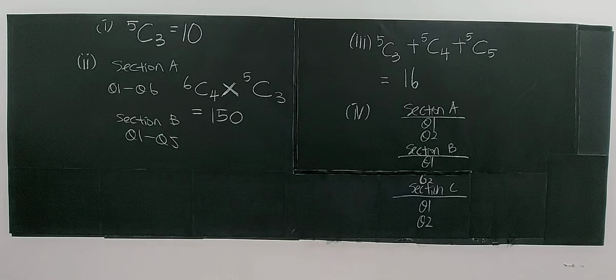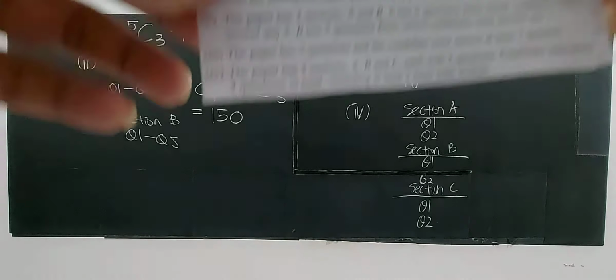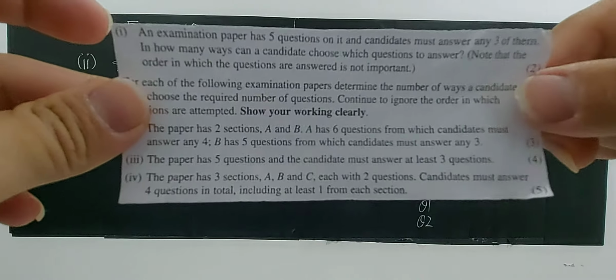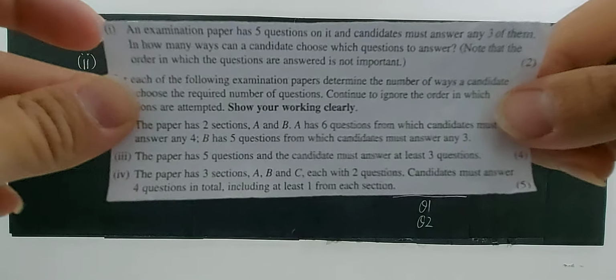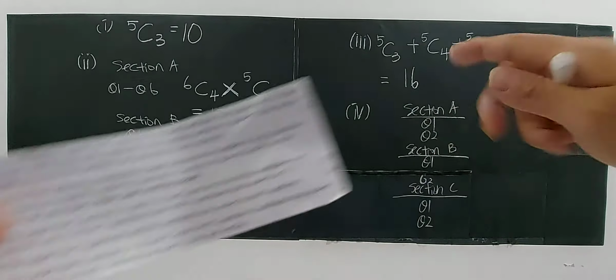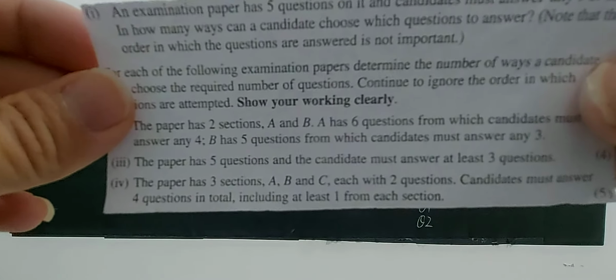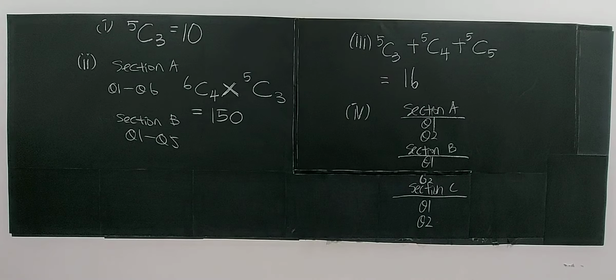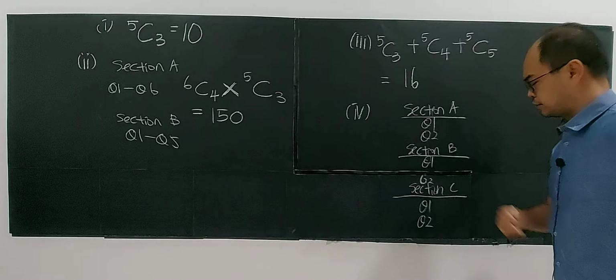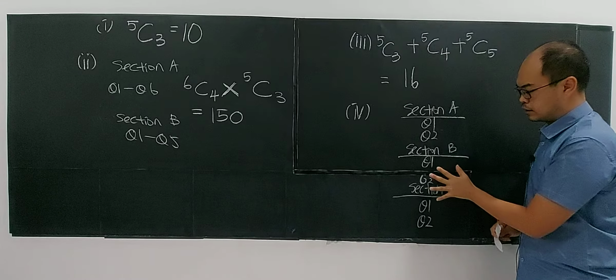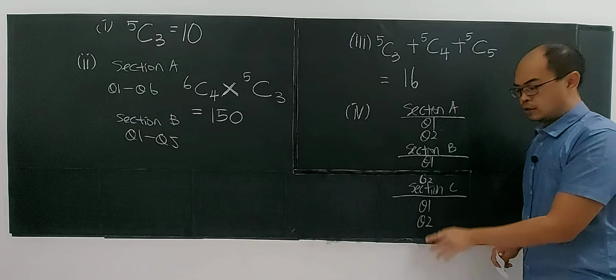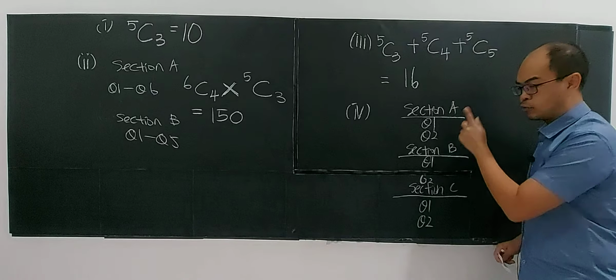Okay, the situation here is the paper has 3 sections. Each section has 2 questions. The candidate must answer 4 questions in total, including at least 1 from each section. You cannot answer 1, 2, 1, 2 and ignore a section here. No. Each must have 1 question, right?